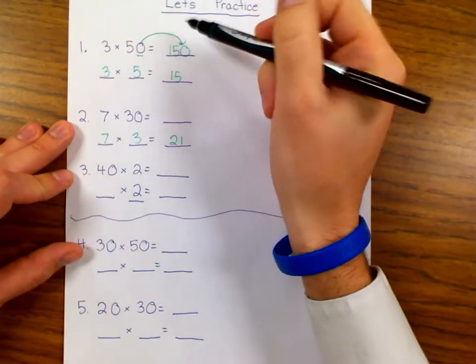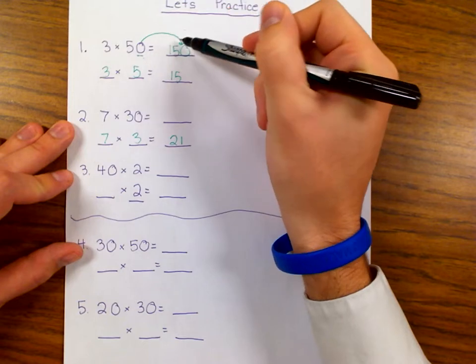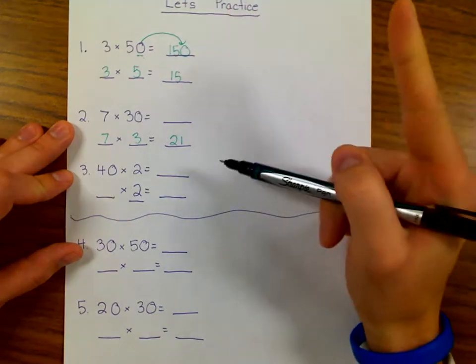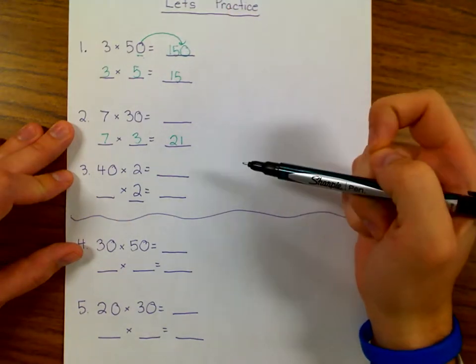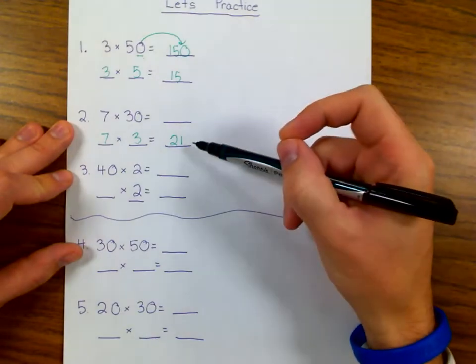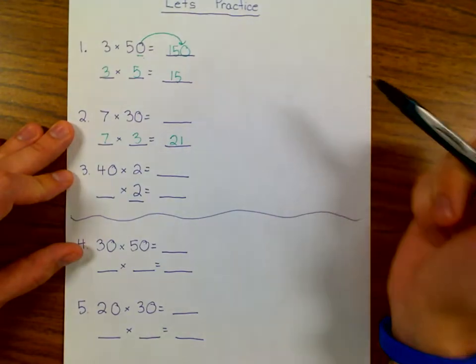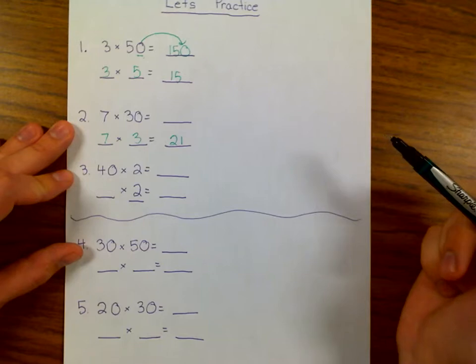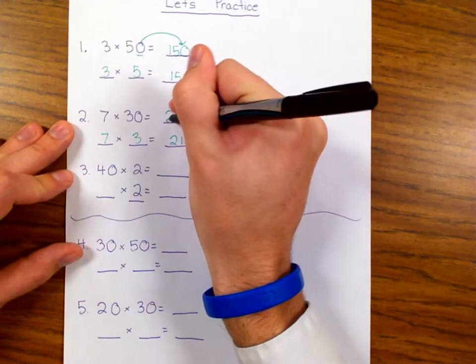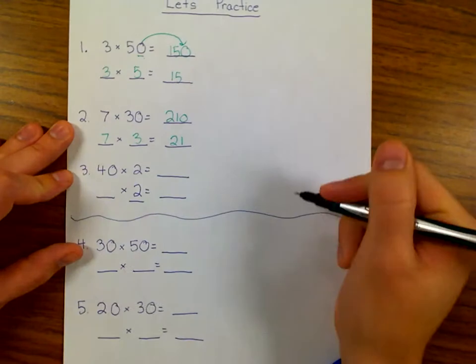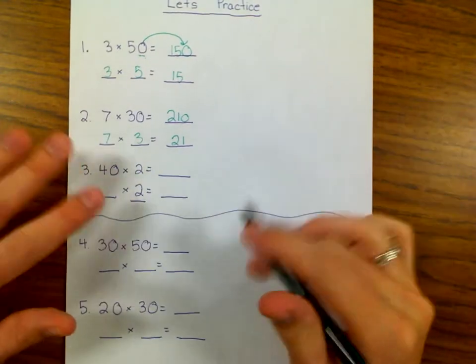A reminder, all you have to do is carry over your 0 to your answer. See if you can figure it out. Turn to your partner and let them know. Again, the answer was 21 for 7 times 3. You should have gotten 210.